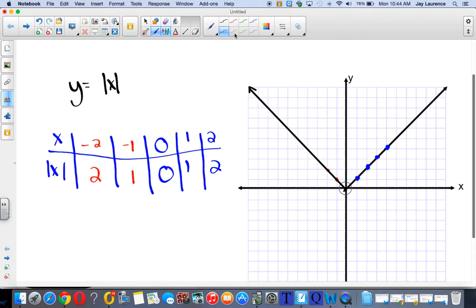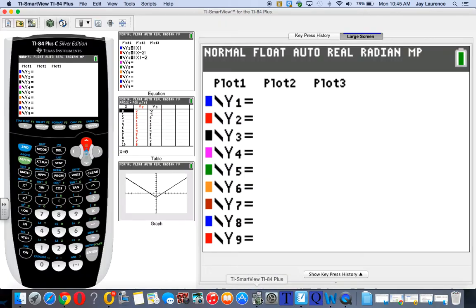Now the key in doing this is going to be finding the vertex, okay? Y equals absolute value of x, it was really easy to see the vertex, but we're going to try some different equations, and I think I'm going to do this all in the graphing calculator so that you can figure out where the vertex is. So let's get my graphing calculator up here.